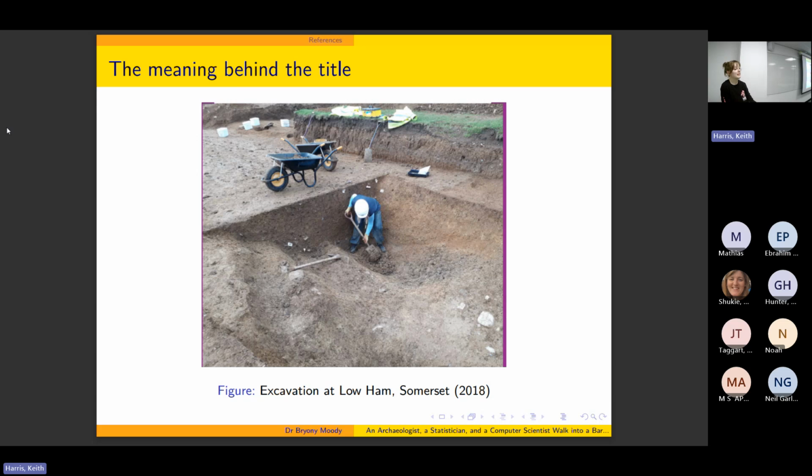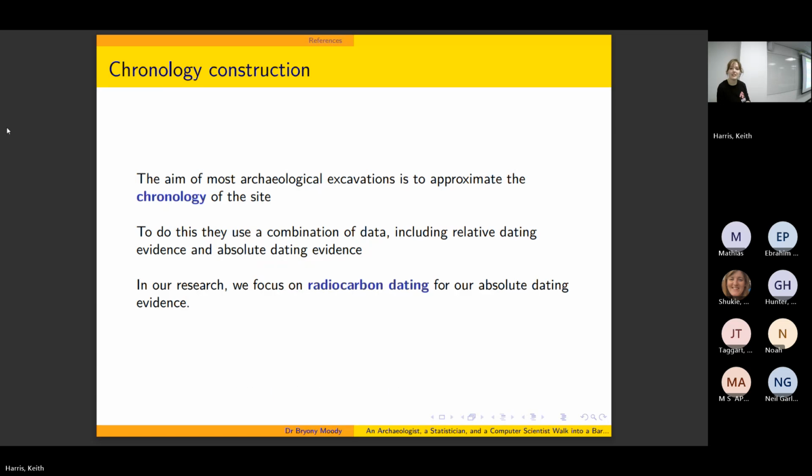But the talk that I'm going to give today is going to chat a little bit about the hidden statistics behind radiocarbon dating and chronology construction at excavations in general. When I mention chronology construction, what I mean is that when we're excavating a site, the main goal is to approximate some sort of chronology of human activity at that site. That's what archaeologists are always aiming to do ultimately.